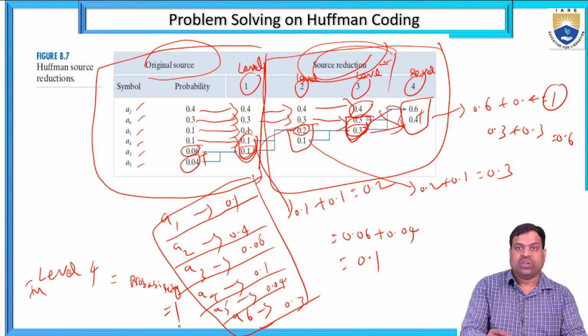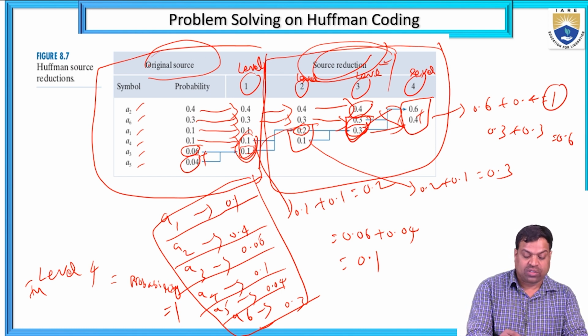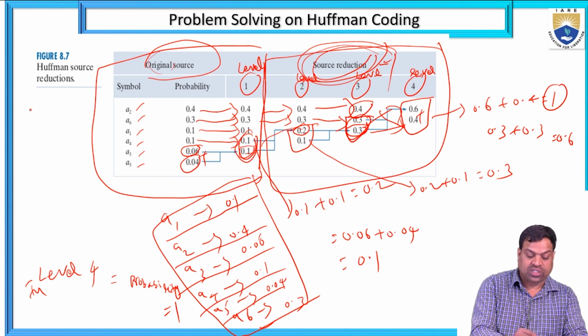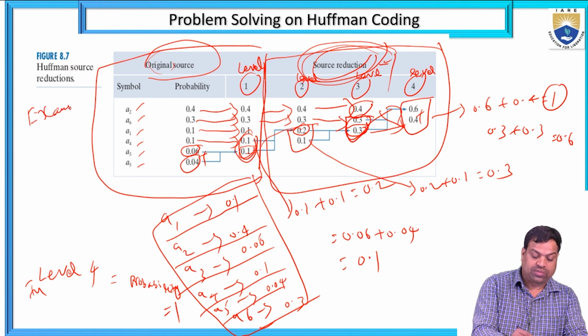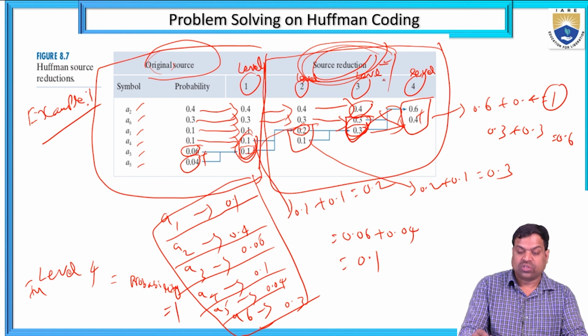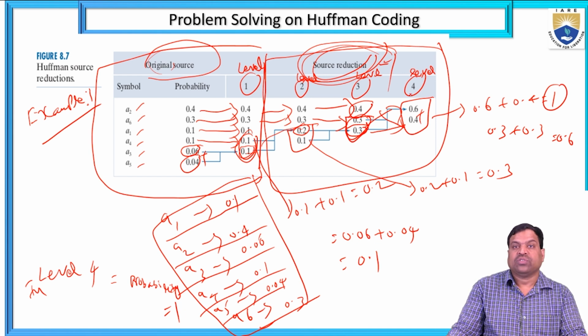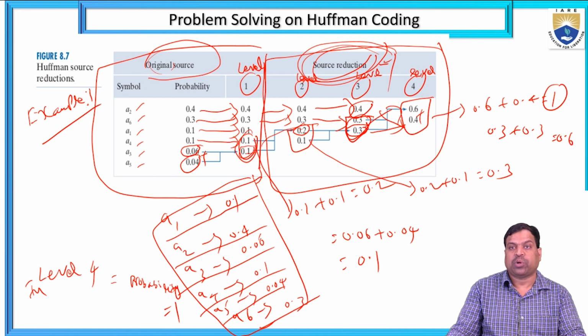Probability equal to 1. So what have we done? Original source and source reduction. This is example 1. So original source to source reduction. What are the symbols? A1, A2, A3, A4, A5, A6, and I gave the probability values.